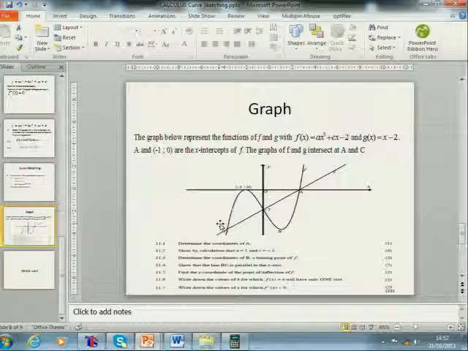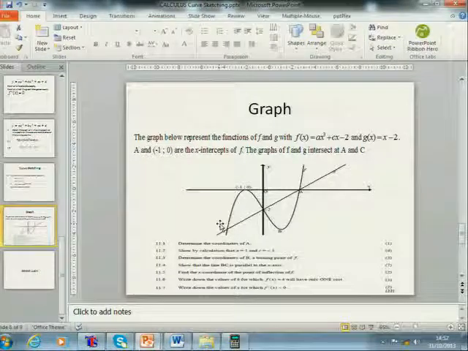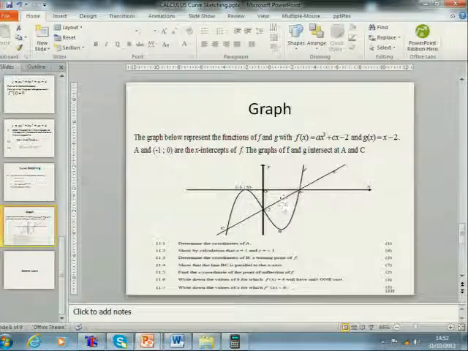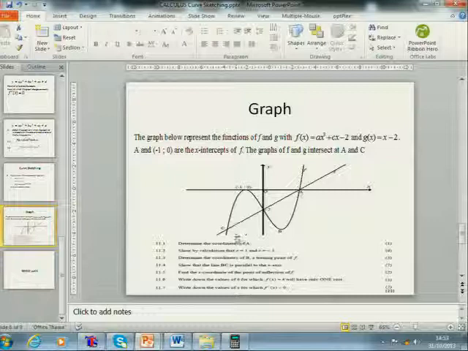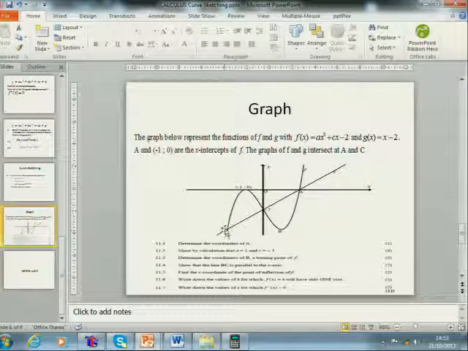Do you remember what is happening at the point of intersection? At the point of intersection, the two graphs are equal. They share the same coordinates. At this point and this point, the two graphs are going to be equal.